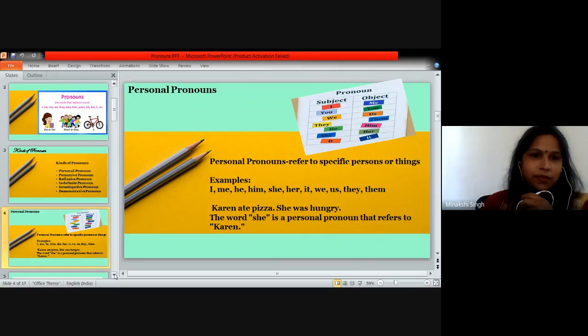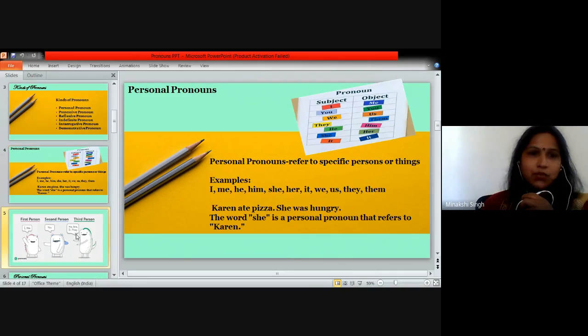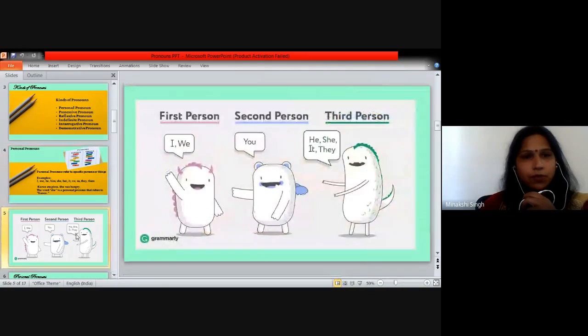Next is, students, persons of pronouns. Right. When I talk about persons of pronouns, we have first person pronoun, second person pronoun, and third person pronoun. Right. First person pronoun means the speaker, the person who speaks. Second person means the person who is being spoken to, and third person means the person who is being spoken about.